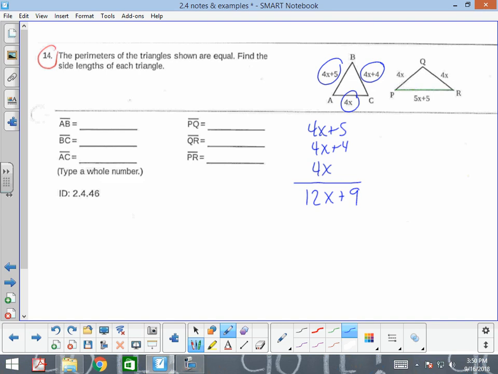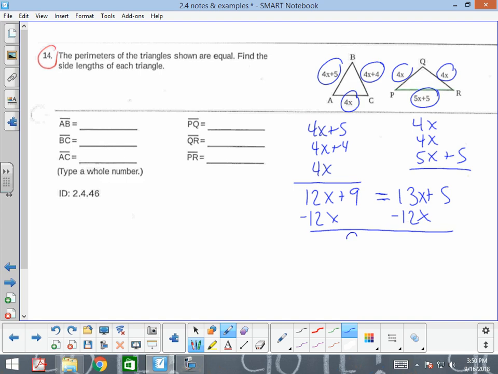Add up all the sides for PQR. So that's 4x plus 4x plus 5x plus 5. And that will be 13x plus 5. And that says the perimeters are equal. So that's why I set them equal right here. Subtract 12x from both sides. So 9 equals x plus 5. Subtract 5, and x is equal to 4.